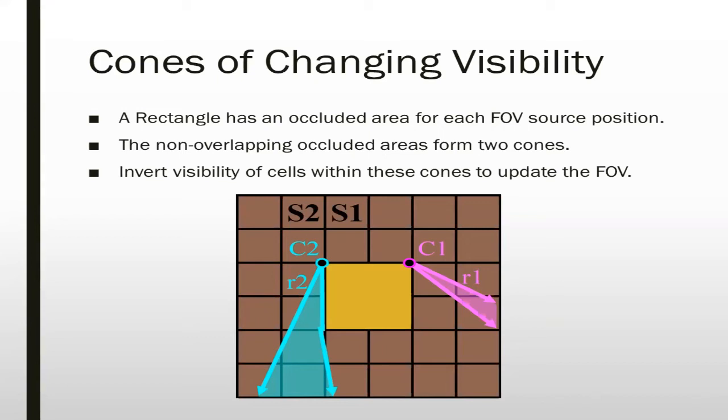Importantly, because we want to produce the same result as recursive shadow casting in rectangle FOV, a cell is considered to be within a cone and should have its visibility status inverted if it intersects with the cone but does not intersect the cone's outermost ray, the ray that is furthest from the rectangle. Those rays are labeled here as R1 and R2.